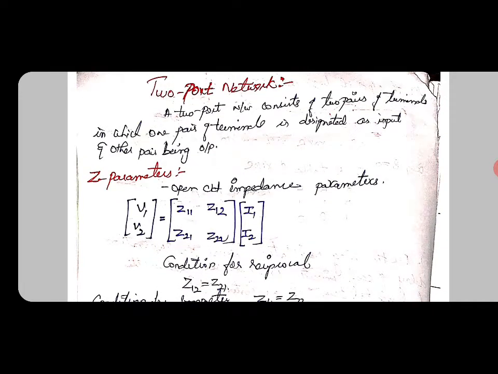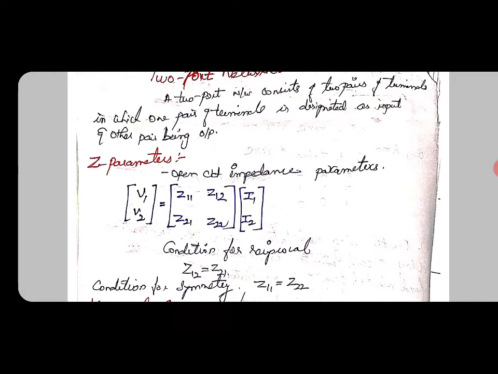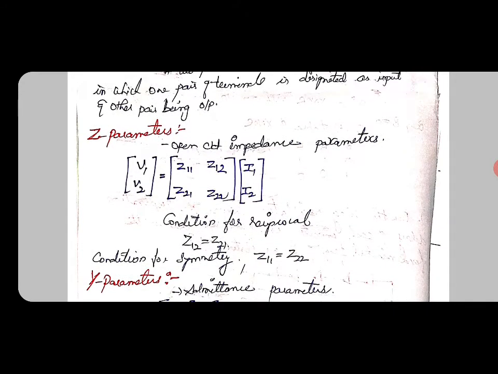Z parameter is nothing but the open circuit impedance parameter. The Z parameter equation is V1, V2 equal to Z11, Z12, Z21, Z22 into I1, I2. This is the Z parameter format, and there are two properties. The condition for reciprocity is Z12 equal to Z21. Very important. The condition for symmetry is Z11 equal to Z22.